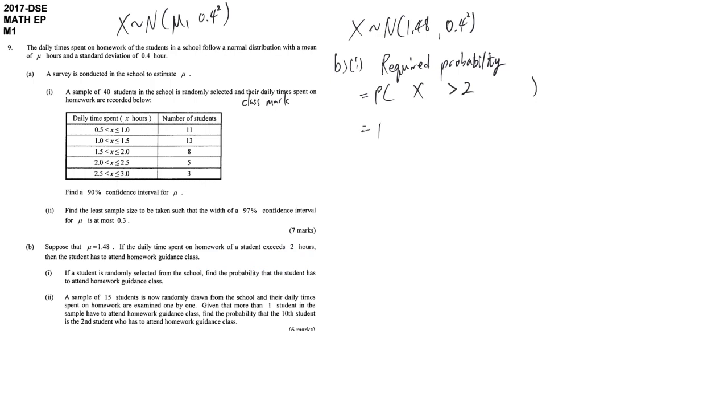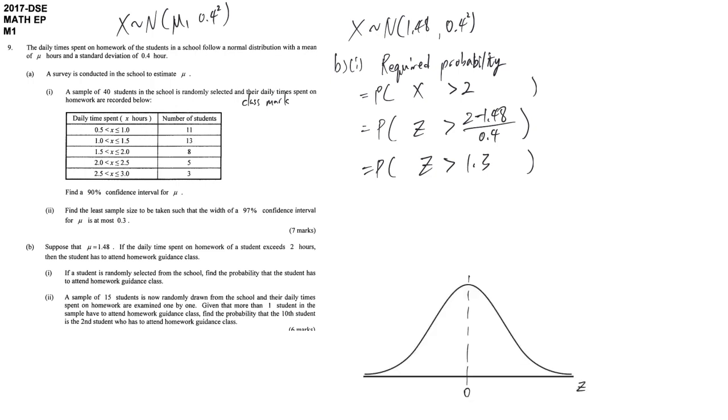That's typical, and then we just need to standardize it. We express it in terms of the standard score: 2 minus the mean 1.48, and then divided by the standard deviation 0.4 here. We are finding the probability that the standard score exceeds 1.3. By using a graph in terms of standard score, the mean has the standard score 0. We have a limit at standard score 1.3.